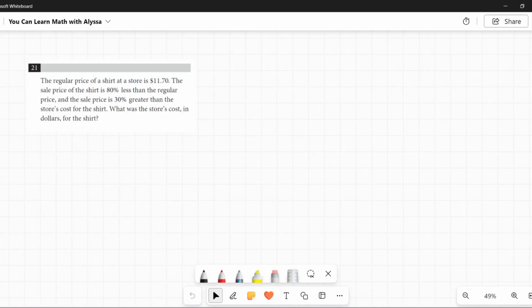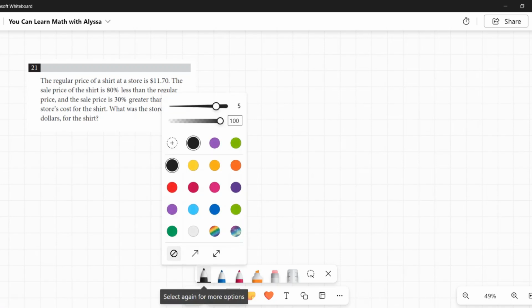Number 21. The regular price of a shirt at a store is $11.70. The sale price of the shirt is 80% less than the regular price, and the sale price is 30% greater than the store's cost for the shirt. What was the store's cost in dollars for the shirt?